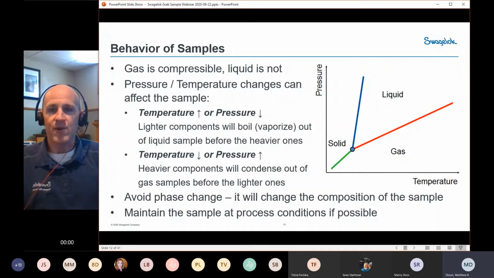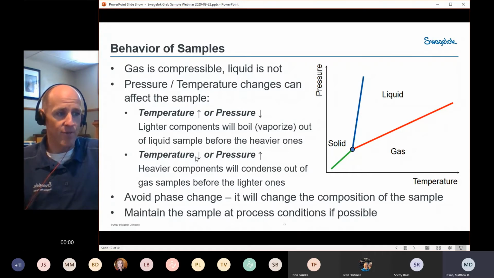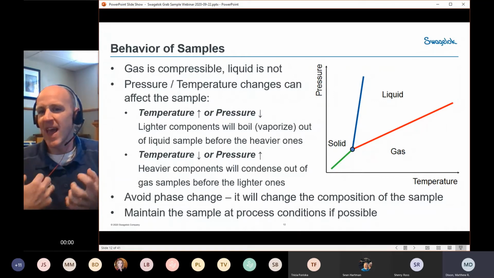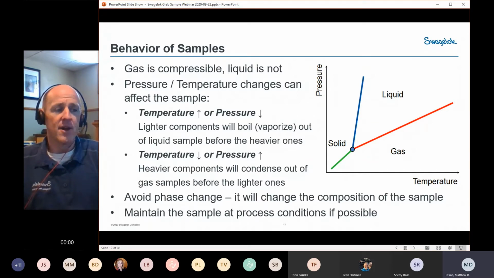So we need to understand how that change in temperature is going to happen, and if it is going to impact us. Conversely, the opposite can happen with gases as well. So if we decrease the temperature or increase the pressure on a gas, we can actually start to condense out some of the heavier components that are vaporized in that gas. We can start to condense that into liquid. So definitely need to understand how that's going to affect us.